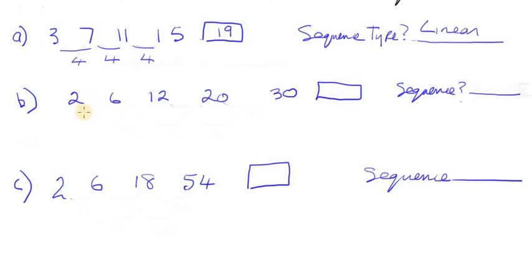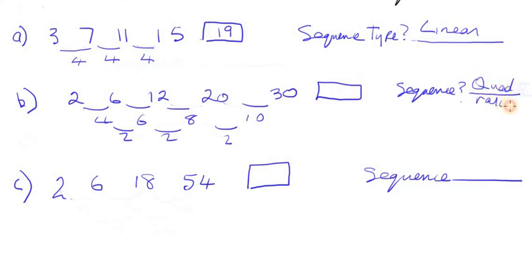Let's look at our second sequence. We have 4, 6, 8, 10. So it's not linear. We'll check the second difference. We've got 2, 2, and 2. So the second difference is constant. So therefore it is a quadratic sequence. And the next number, it goes up by 4, by 6, by 8, by 10. Going to go up by 12, I guess. So 42.